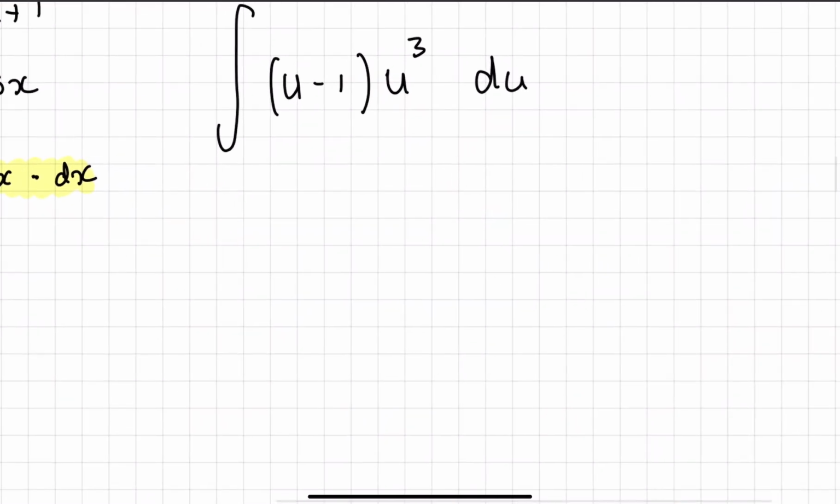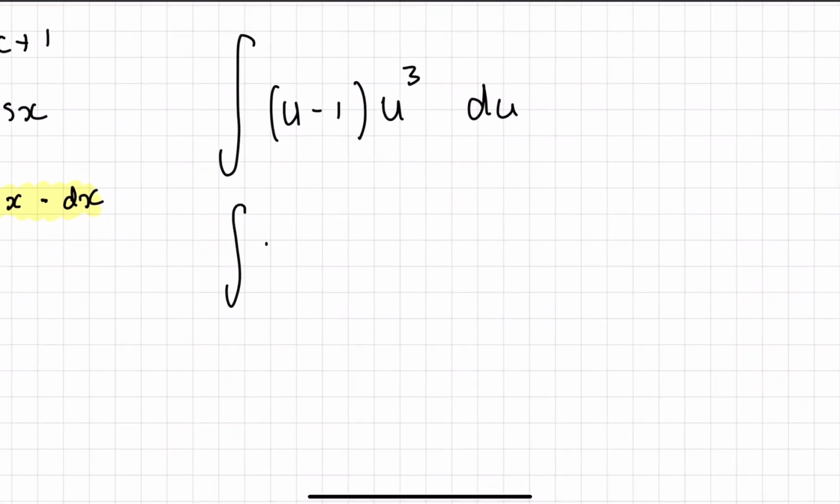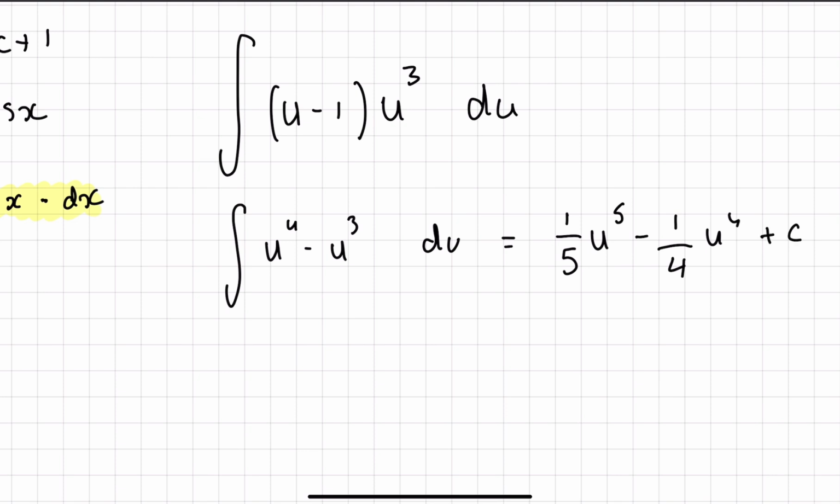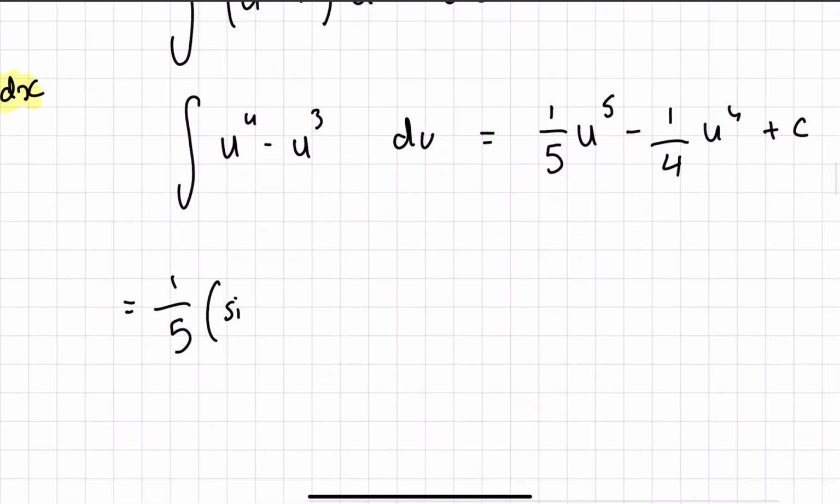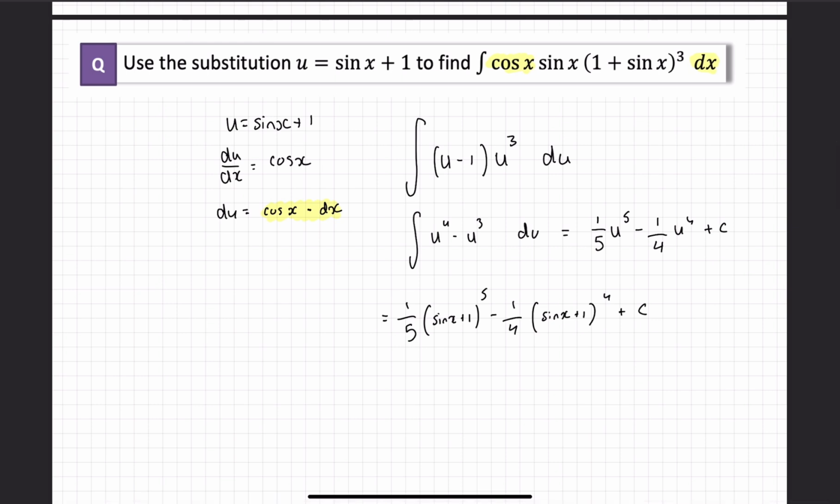Lovely. Now this is a really simple question. The integral of u to the 4 minus u cubed du. And that equals u to the 4, we add the power, u to the 5 divided by the power, 1/5 u to the 5 minus a quarter u to the 4 plus c. Don't forget what the u originally was. So the final answer is 1/5 (sine x plus 1) to the 5 minus a quarter (sine x plus 1) to the 4 plus c, and we're done. Easy. Okay.